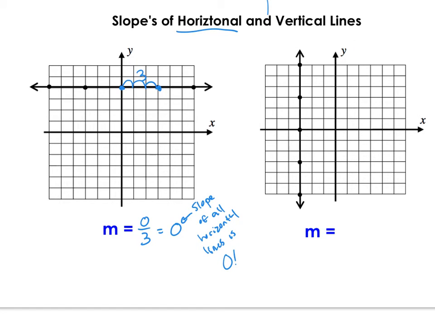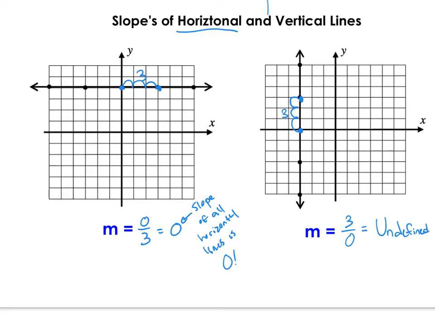Now, once again, let's try it over here. So I'll pick 2 points again, here and here. And in this case, I go up 3 or down, it doesn't matter, but I'm going up 3, and I'm not going over at all. So I'm actually going up 3 over 0. Now, if you put 3 over 0 in your calculator, you know what you get? You get an error. So this is what we call undefined.